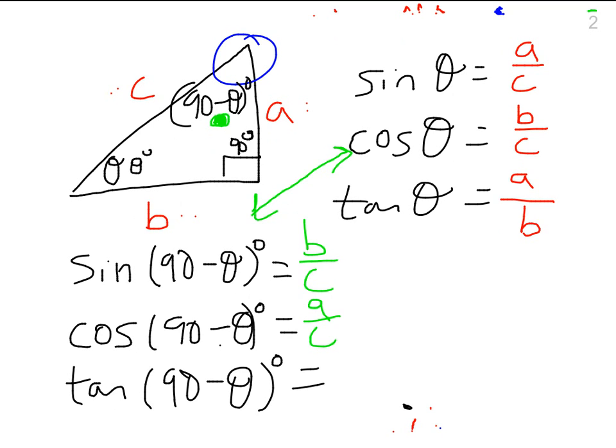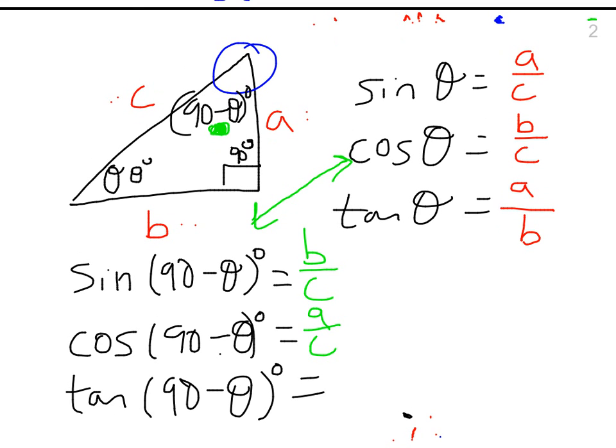Just fix this a little bit. There we go. And lastly, our tangent, going back to our angle once again, opposite over adjacent, it's going to be b over a. And so what do we do? Well, the reality is we didn't do anything different. We didn't do anything new at all.